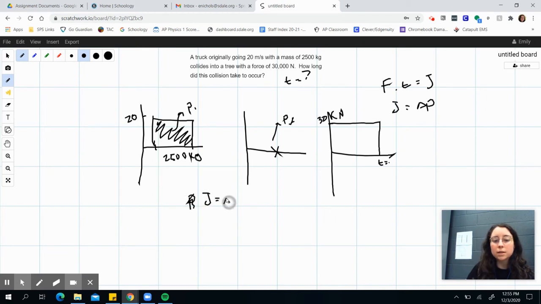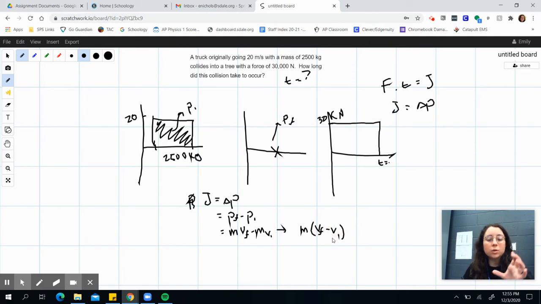So I know that my J is my change in momentum, which is my final momentum minus my initial momentum. And if I plug in my formula for momentum, that's mv final minus mv initial, which I can rewrite as mass times velocity final minus velocity initial. So I can factor out the mass. That makes solving a little easier. I also know that J is equal to force times time. So I could say force times time is going to be equal to that mass times velocity final minus velocity initial. This is the key thing.